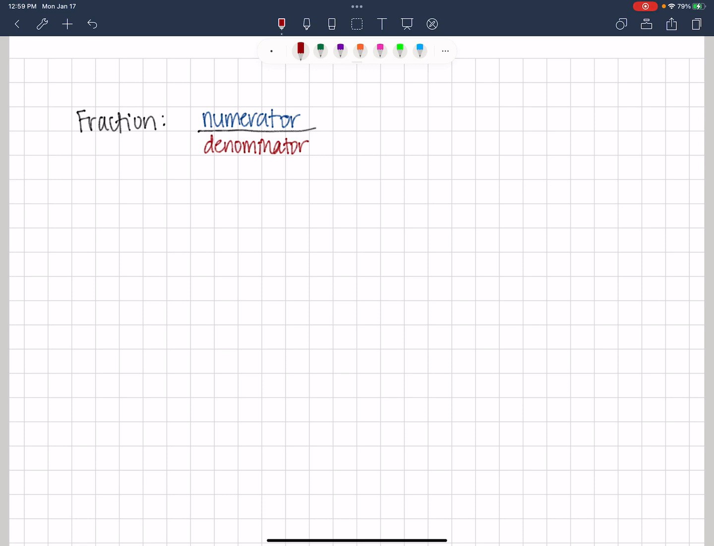Now, a fraction is a division problem. So we can think of this also as division. So this is most definitely a division problem. And any number that can be written as a fraction without decimals is a rational number.